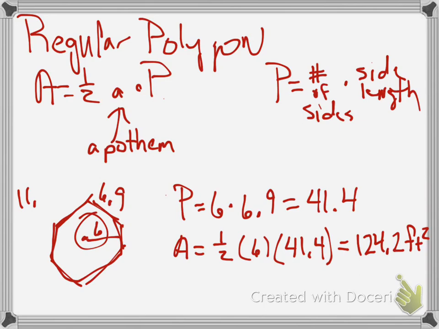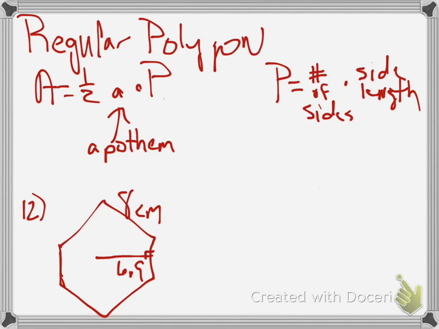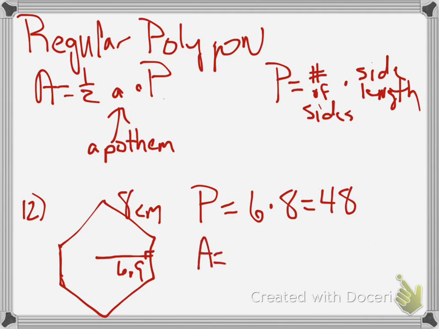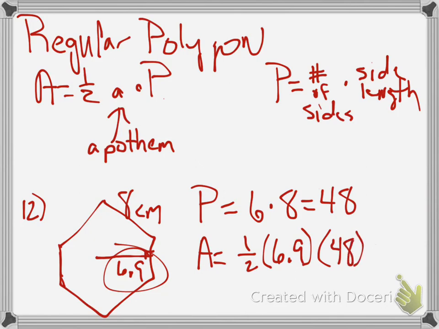Number 12 would do the same thing. Okay, so on this one, the perimeter is going to be 6 times 8, which is 48. And then that means then the area would be 1/2 of the 6.9, which is the apothem. Again, there's your apothem, times the 48. And that would give you your answer, which would be 165.6. Again, centimeters squared. So that's all you got to do for those, and again, fairly simple.